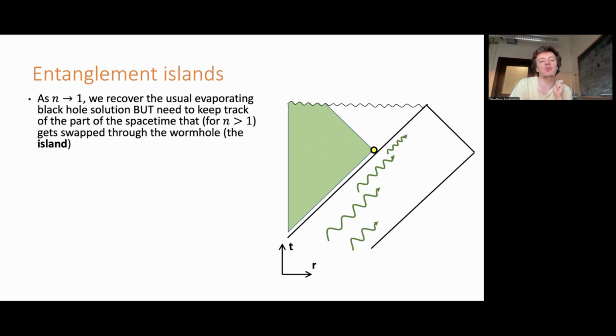Except there's a relic there. There's a relic of the fact that there was a wormhole for n greater than 1, which is that we need to keep track of which part of the space-time, which part of the interior got swapped through the wormhole. Okay, so the part that got swapped wouldn't dynamically get swapped if we try to do one of these swap tests or the replica trick. Now, it turns out you can compute exactly what region that will be. It's something called the island. So this is what Tadashi mentioned.